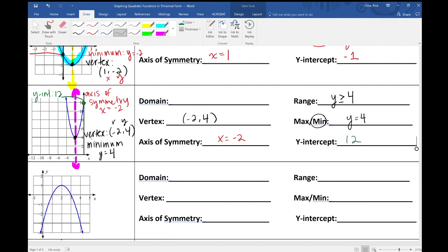And in regards to our domain, if we look at the ends of our parabola, the ends tell us that the graph goes all the way to infinity, and as a result, there is no beginning and no end. Therefore, our domain, our set of x values, will be all real numbers. Or you can write it out in interval notation, which is -infinity to infinity.